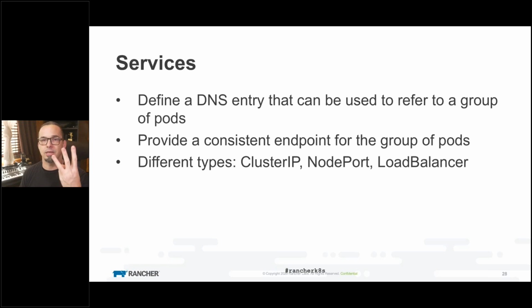There are 3 types of services. Each one contains the type that came before it. The first one is cluster IP. A cluster IP service has an address and a DNS name, and it only exists inside of the cluster.